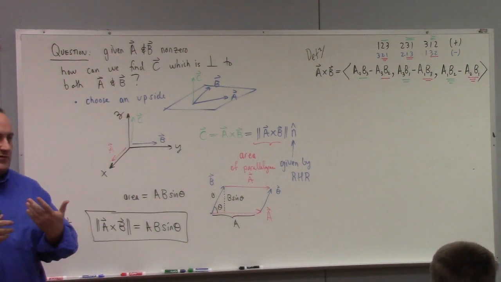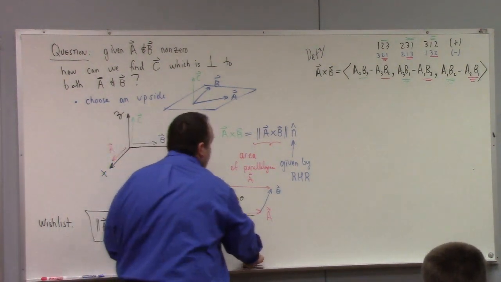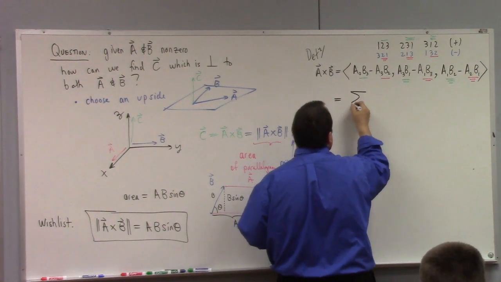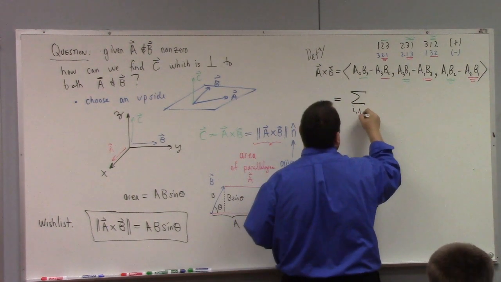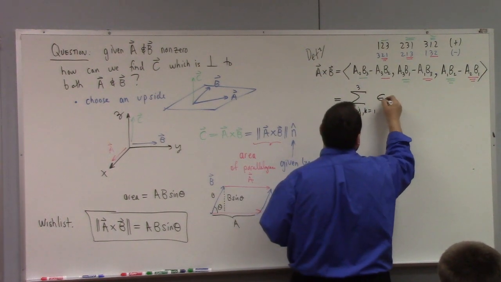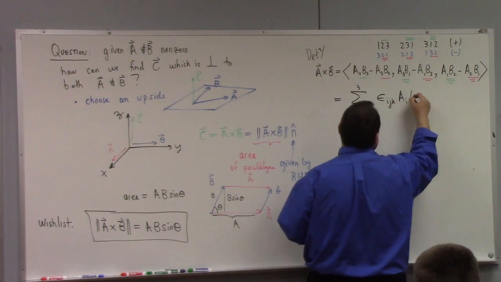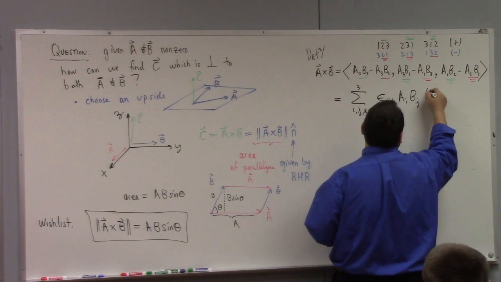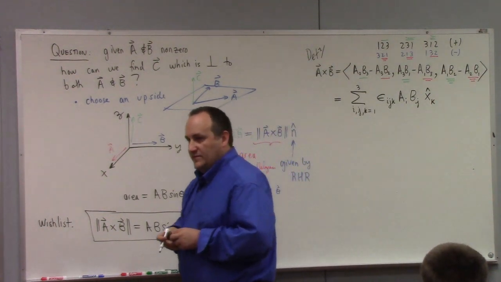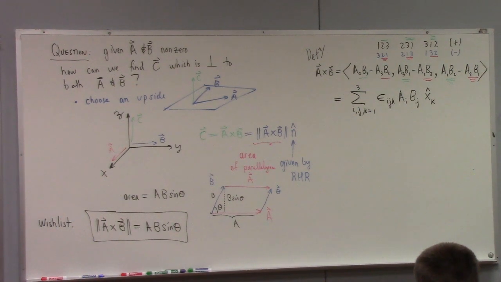Now, let me just tell you, there's a really slick, simplified formula for this. And here's what it is. That's equal to the sum over i, j, and k equals 1 to 3 of epsilon i, j, k, a sub i, b sub j, x hat sub k. That's just a stone cold formula for the cross product.